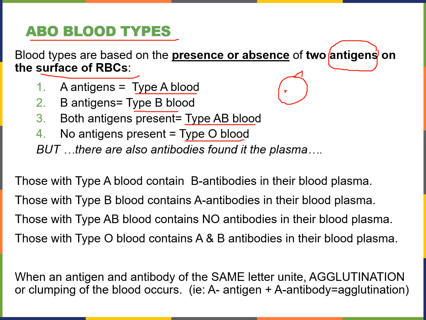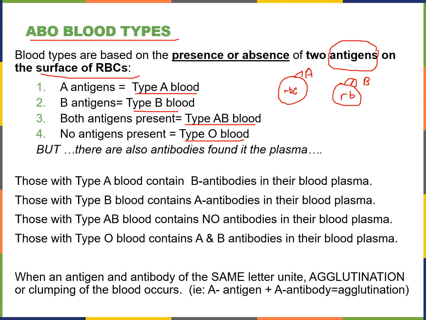This is a red blood cell. So this discussion is all about red blood cells, nothing to do with white cells or platelets. So that is the A antigen on the surface of the red blood cell. It looks like an A. Let's draw another red blood cell, and this time I'm going to draw something that looks like a B. And that's the B antigen on the surface of a different red blood cell.